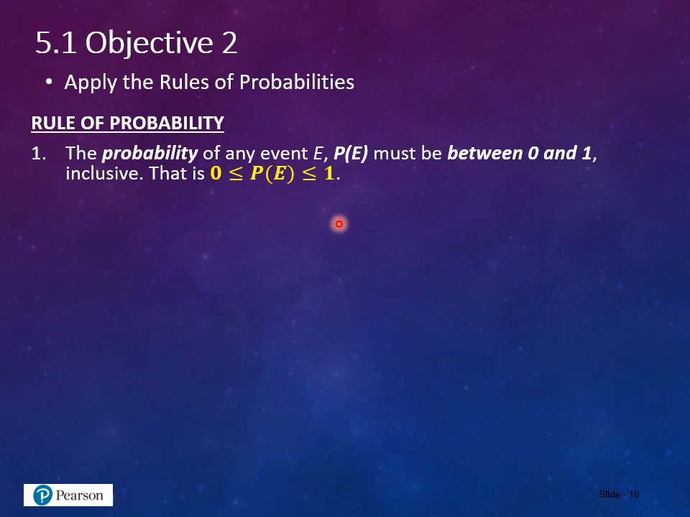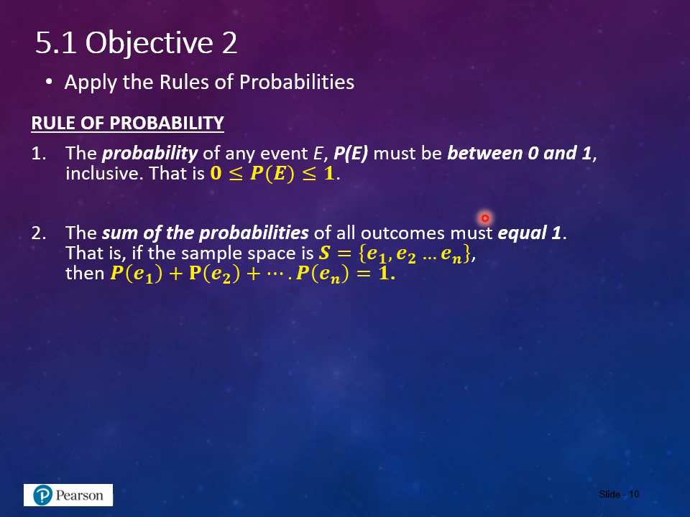If I said, what is the probability of rolling a fair die with an outcome of 7, well, that probability is 0 because there's not a 7 on the die, and that's an impossible event versus the certain event of rolling a 1 through 6. The second rule of probability states the sum of the probabilities of all outcomes must equal 1.